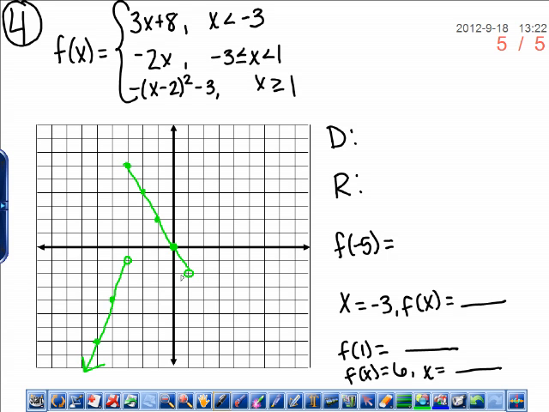All right, now let's graph our last piece. What's the first value I'm going to plug in? 1. All right, so let's plug in 1 right here. 1 minus 2, negative 1 squared, 1, the opposite of 1. Negative 1 minus 3. Negative 4. All right, so at 1, I have a negative 4. Open or closed point?